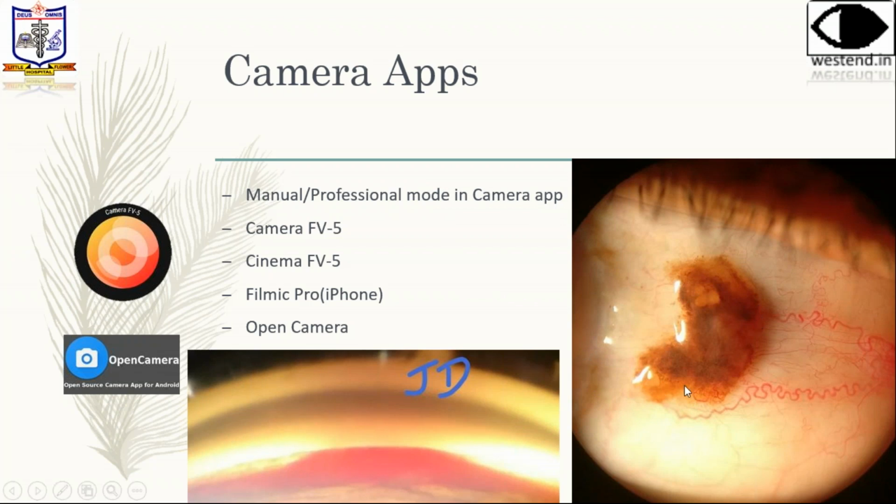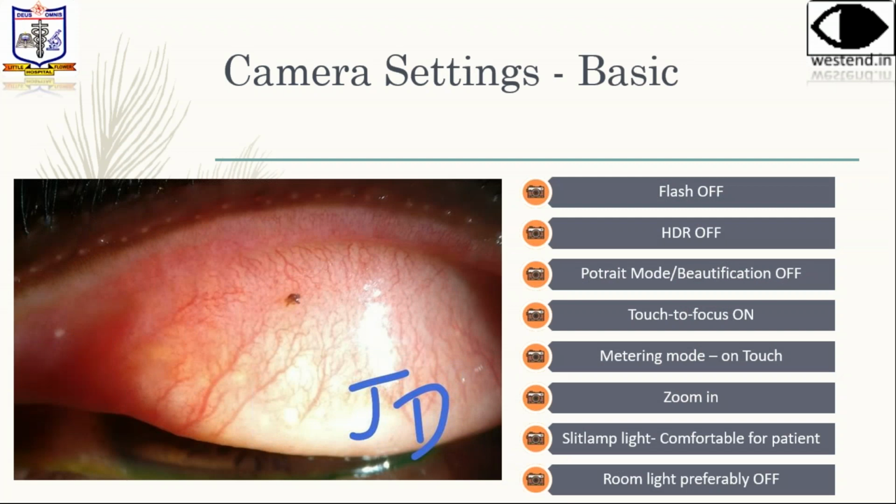So you can take clear photographs with diffuse. With slit images, it's slightly more difficult. You need to touch to focus. So you need to keep the flash off. This is for slit lamp photograph. HDR off. All the newer smartphones, they come with all these extra features. So HDR should be off, and portrait mode, beautification mode should be off. Especially in the new iPhone, on the front camera, they keep no option to turn off the beautification mode.